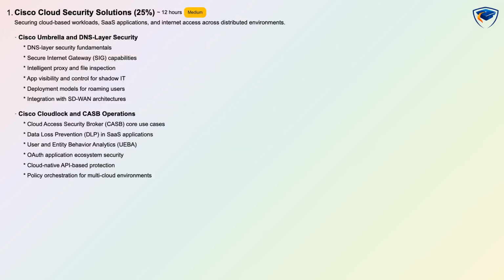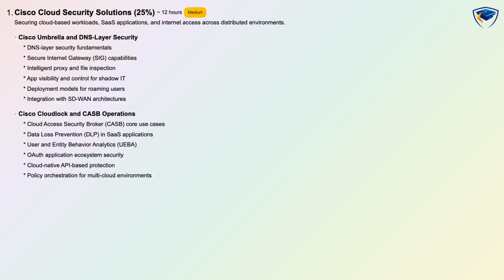Cisco Cloud Security Solutions is weighted at 25% and rated medium difficulty with an estimated 12 hours of study and conceptual plus scenario-based assessment. You will learn DNS layer security fundamentals with Cisco Umbrella and how Secure Internet Gateway capabilities and intelligent proxy inspection protect roaming users.